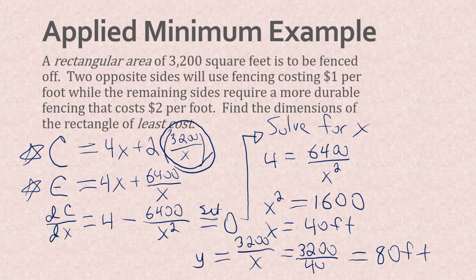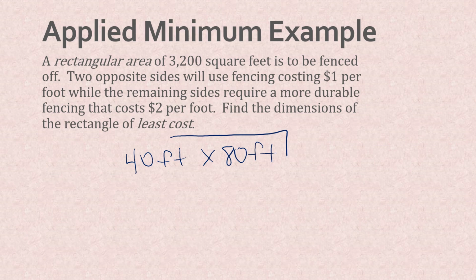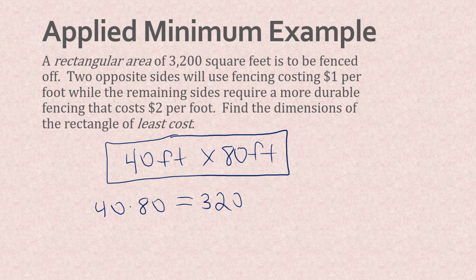So what are the dimensions of the rectangle of the least cost? The dimensions of the rectangle with the least cost will be 40 feet by 80 feet. And if you look, it does satisfy the fact that the area had to be 3,200 square feet. And it does seem reasonable that the cheaper side of fencing will be the longest.